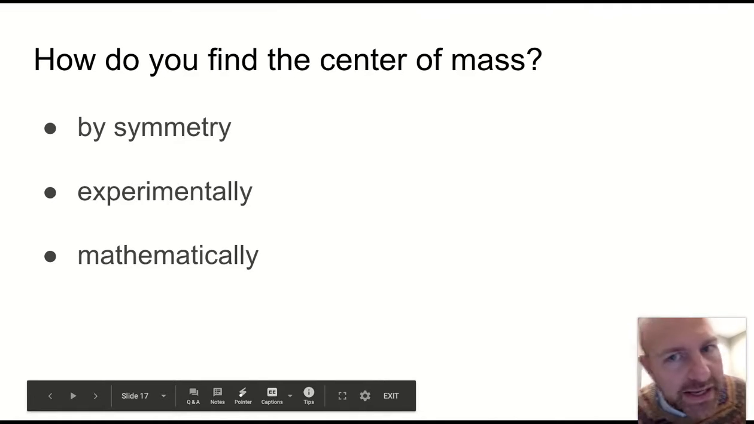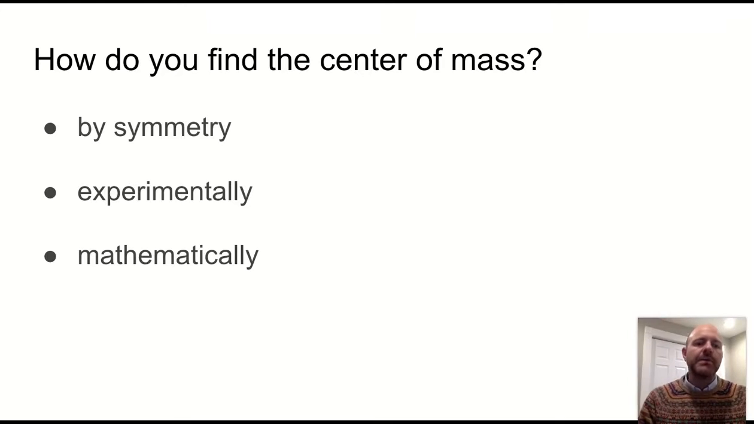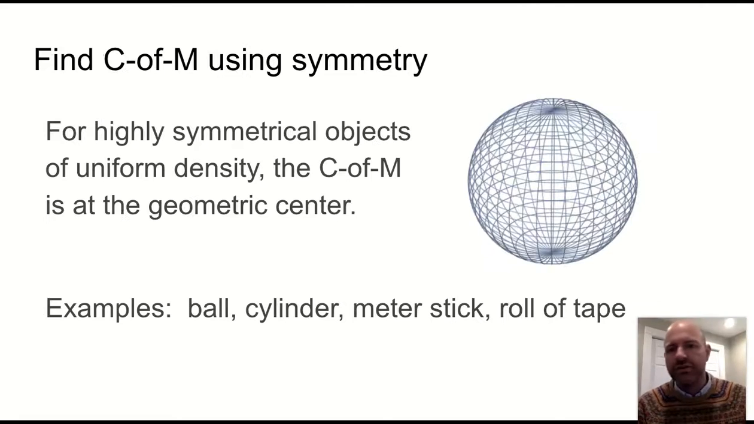So how do we actually find the center of mass? Well, there's 3 different methods we can use. Symmetry, when things are nice and symmetric and simple, experimentally by balancing things, and mathematically, which with a small system of particles, that's pretty straightforward. We'll look in a later video on what happens if it's a continuous distribution of mass.